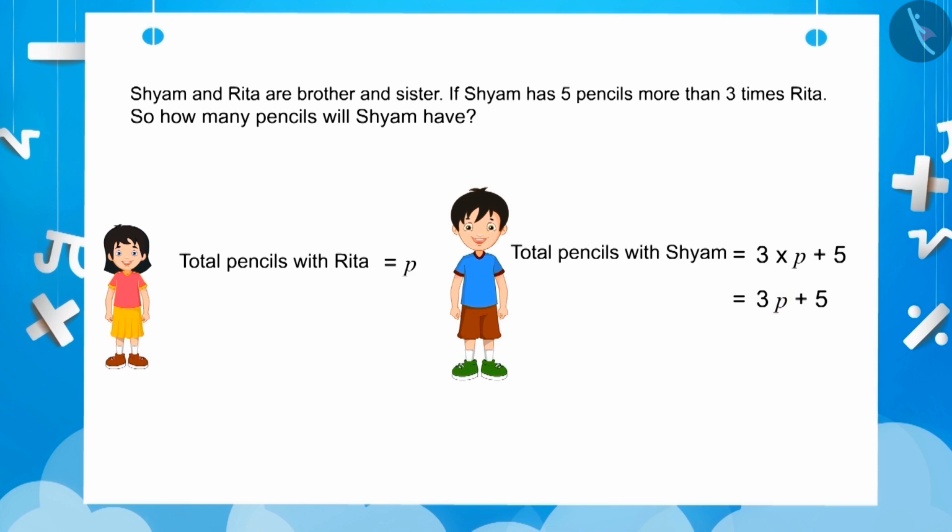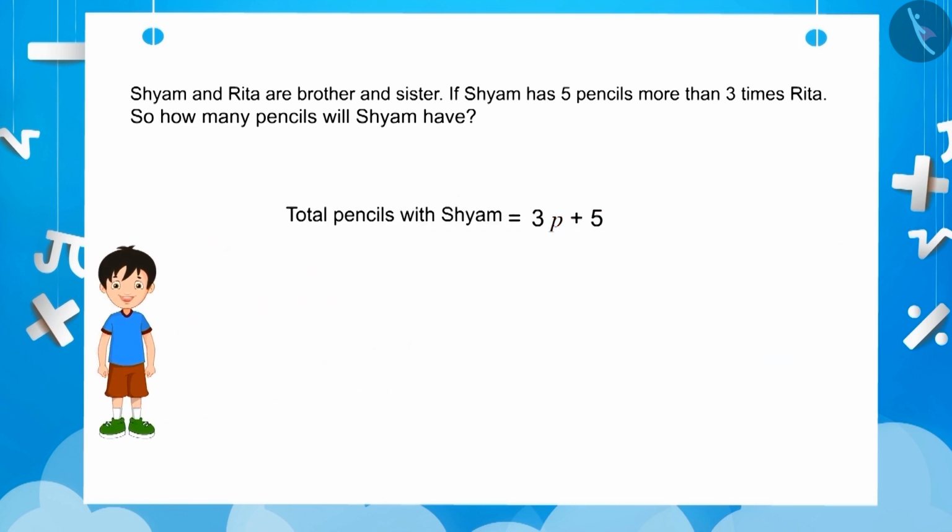A variable is an English alphabet in an algebraic expression whose value keeps changing, that is, its value varies. Now let's find out the total number of pencils with Shyam. To find the total number of pencils with Shyam, we have to find out the value of P because the number of pencils with Shyam depends on the number of pencils with Rita. Different values of P will give different values to the expression 3P plus 5.